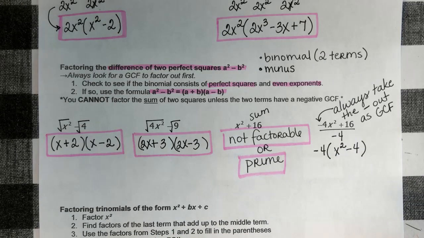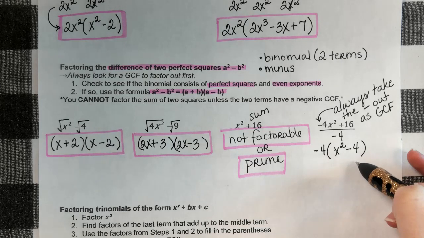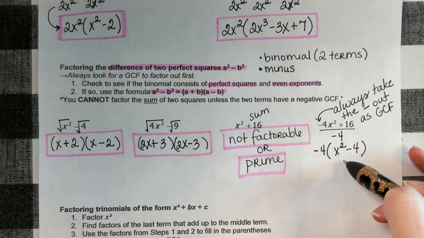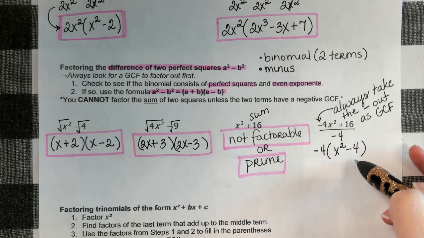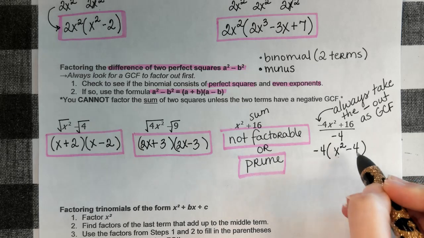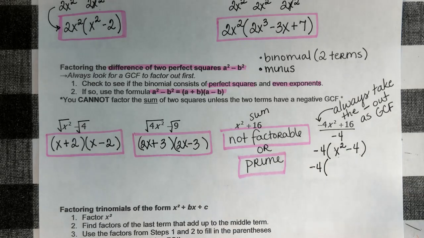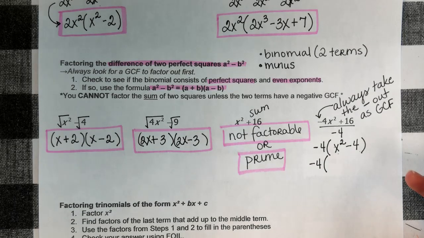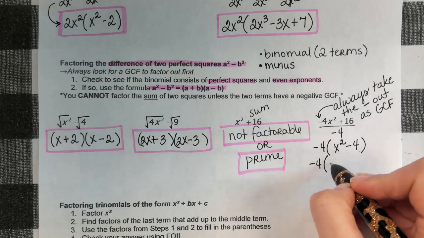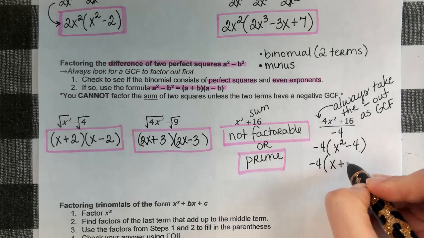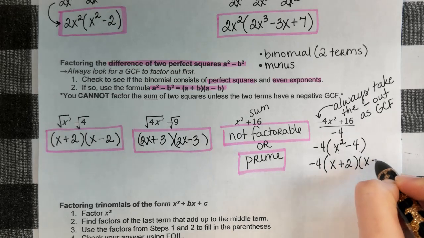By taking out that negative GCF, what happened here? It creates the difference of two squares. So now I can factor this, but I have to bring my GCF down. X squared minus 4 is going to factor into what? X plus what? 2 and x minus 2.